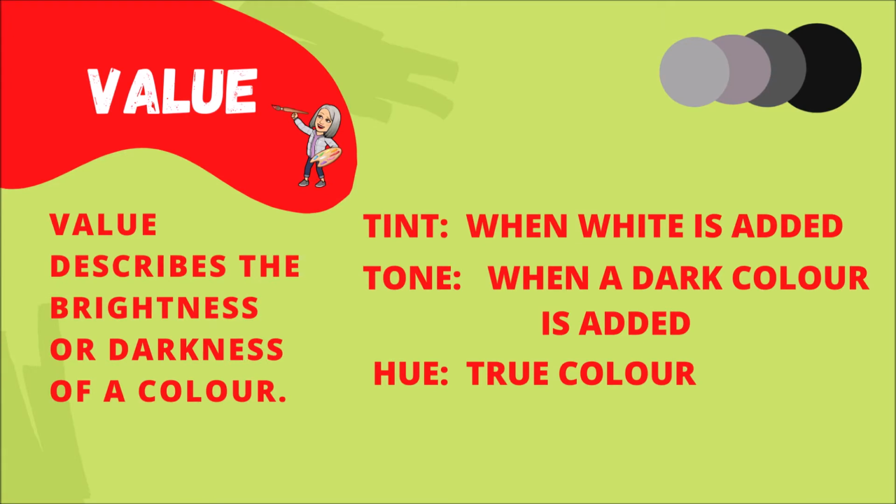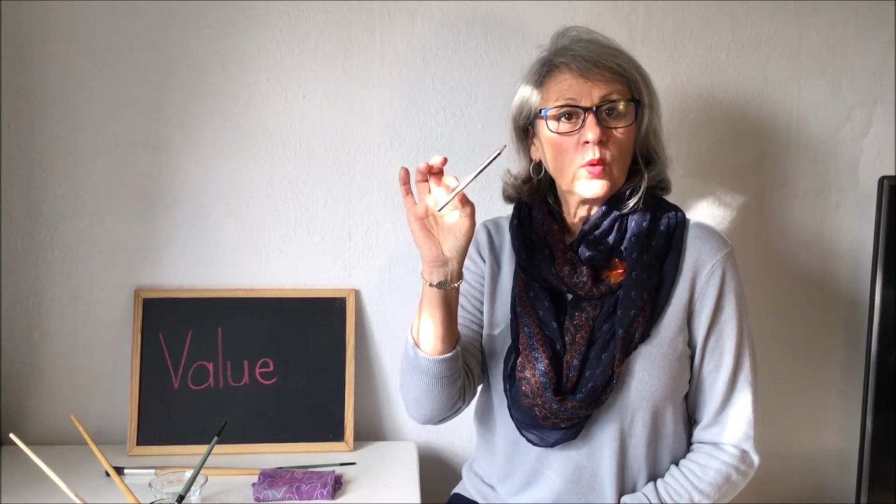Value describes the brightness or the darkness of a color. Tint is when white is added, tone when a dark color is added, and hue is another word for color. So first of all, I'm going to show you about value with a pencil.